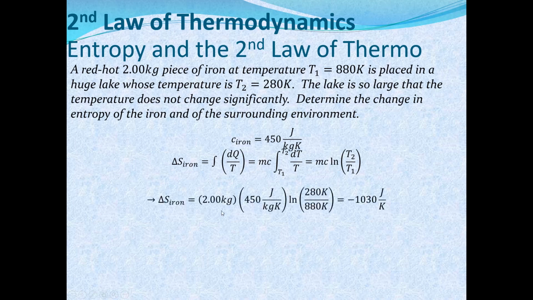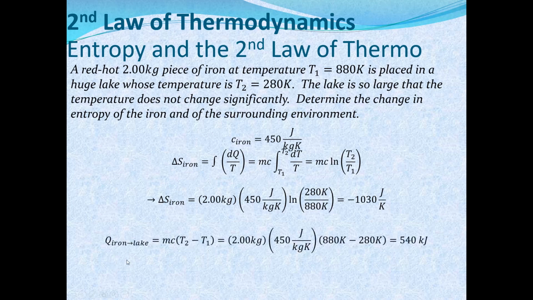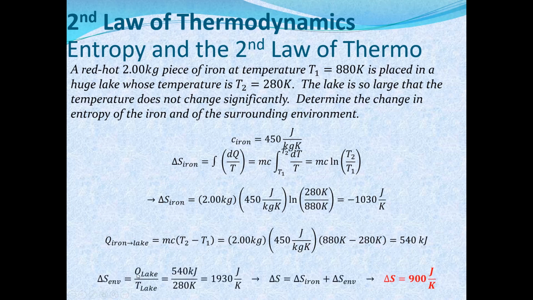So for the iron, the change in entropy, when we plug the numbers in, will end up getting me negative 1030. Now, in order to figure out the lake, I need to figure out how much heat was actually transferred to the lake. So I'm going to still look at the iron, do mc delta T for that, and see that it lost 540 kilojoules, which is how much the lake ends up gaining as well. So for the lake, we're just going to take this 540 and divide it by its constant temperature of 280, and we get 1930.